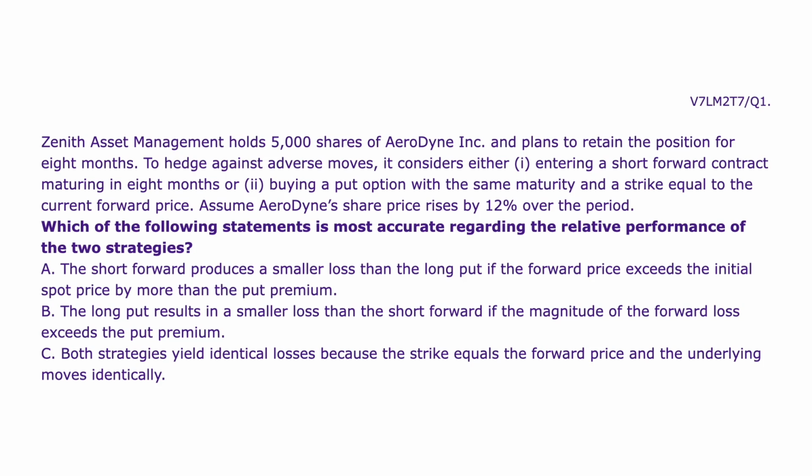A. The short forward produces a smaller loss than the long put if the forward price exceeds the initial spot price by more than the put premium. B. The long put results in a smaller loss than the short forward if the magnitude of the forward loss exceeds the put premium. C. Both strategies yield identical losses because the strike equals the forward price and the underlying moves identically.